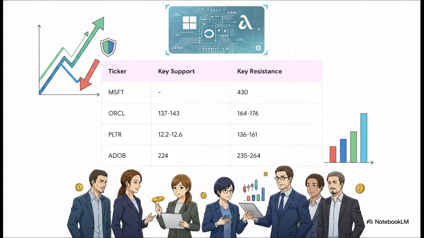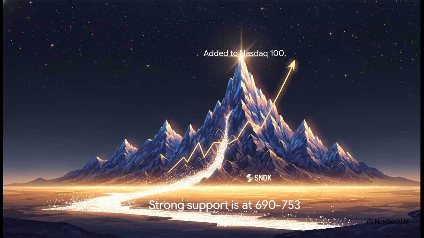Moving on to Oracle, the stock has found a nice base in the 137 to 143 range. Key resistance is a ways up between 164 and 176. Next, we've got PLTR. Its bottom support is between 12.2 and 12.6, with two big resistance zones overhead, one at 136 to 145 and another at 151 to 161. And lastly, for Adobe, ticker ADOB, you're looking at downside support at 224 with a pretty dense supply zone above between 235 and 264.